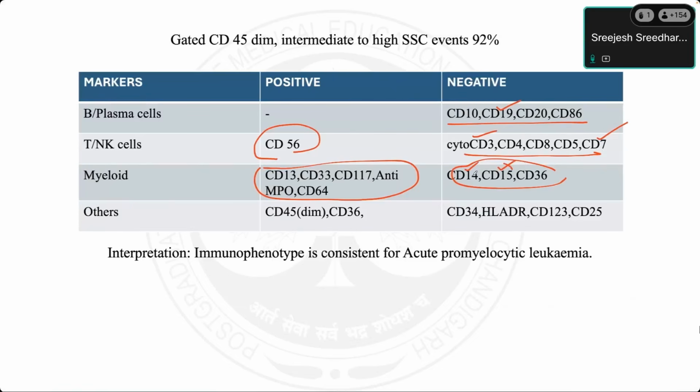This is very, very important. Usually APML will be negative for CD15. They are positive for CD13 and CD33, and HLA-DR was negative. Usually HLA-DR and CD34 are negative in APMLs, but some APMLs can be positive; in the majority of cases CD34 and HLA-DR are negative. So the immunophenotype is also consistent with APML.